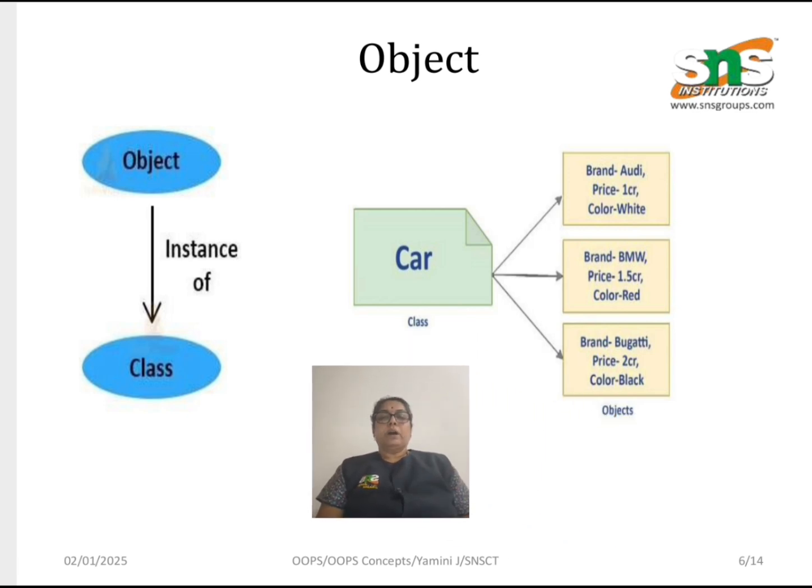Next one, that is an object. An object is an instance of a class. It represents a real-world entity that occupies memory and performs actions. If the car is a class, then a specific car like a red BMW is an object. Objects interact with each other in object-oriented programming.